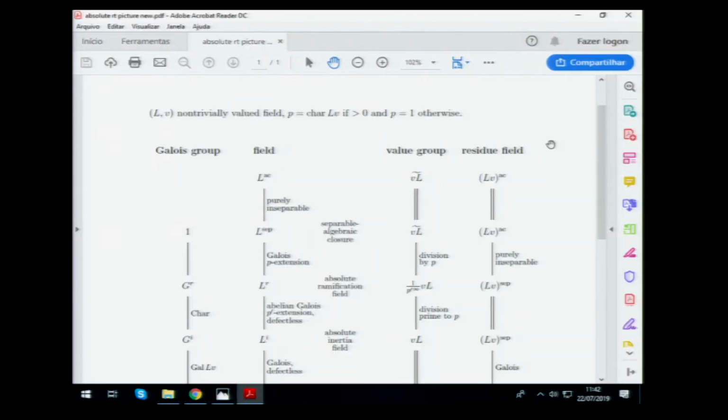We can stay with that. Yep. Okay, non-trivially valued field. And we have to say something. We define what we call the characteristic exponent. If the characteristic of the residue field is bigger than 0, we take that prime to be p. Otherwise, we set p equal 1 and not 0.